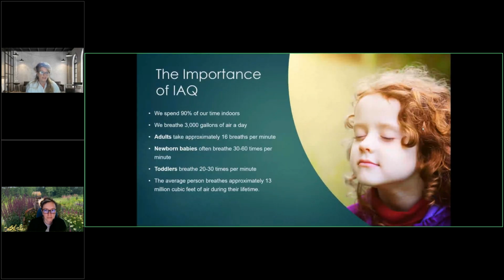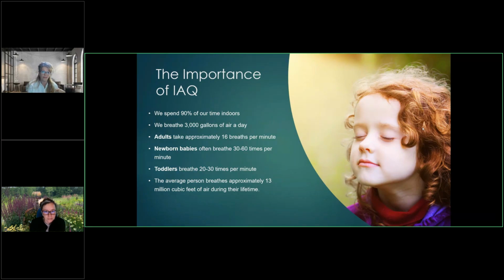So the importance of indoor air quality: we spend 90% of our time indoors. We've all heard this statistic over and over again. We breathe about 3,000 gallons of air a day. Adults, 16 breaths per minute. Newborns, 30 to 60 per minute. Toddlers, 20 to 30. But the average person breathes approximately 13 million cubic feet of air during their lifetime. This is why the air quality in our home is so important.